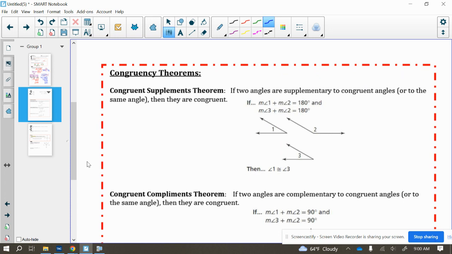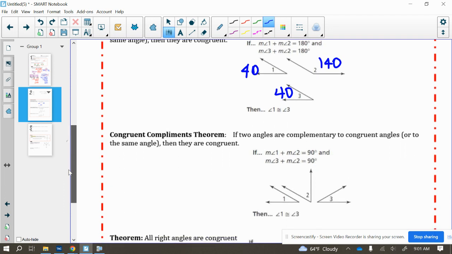Now we also have some congruency theorems. What do we mean by that? Well, they have the congruent supplements theorem that says if two angles are both supplementary to the same angle, then they must be congruent to each other. So for instance, if we said that angle 1 is 40 degrees and it's supplementary to angle 2, we know angle 2 would be 140. And then we also know if angle 2 and angle 3 are supplementary to each other, angle 3 would have to be 40 if angle 2 is 140. So thus, we can conclude those two are congruent to each other.